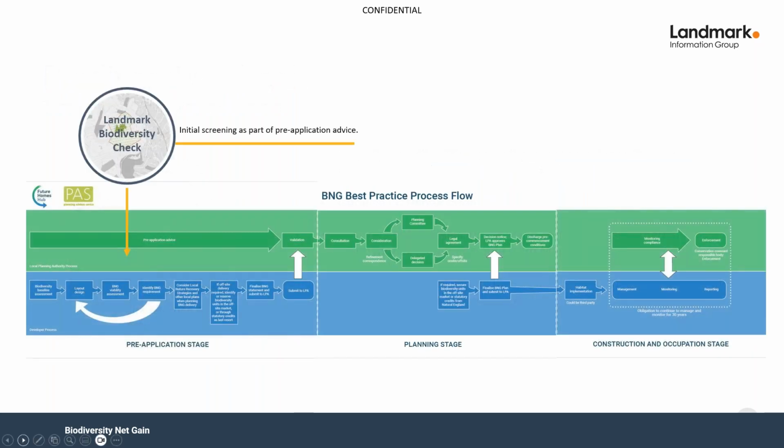The next slide is looping back to the flow chart used earlier on in the presentation. This shows where we envisage the Landmark biodiversity check report sitting: over on the left-hand side, at a very early stage, pre-application.